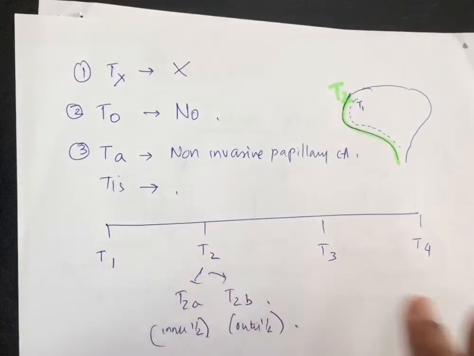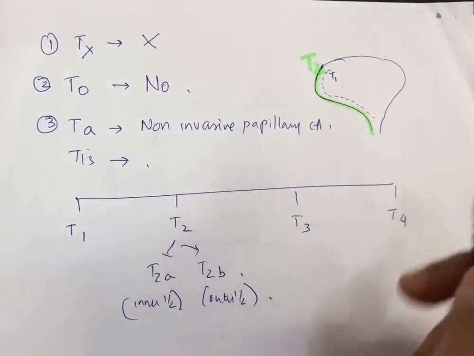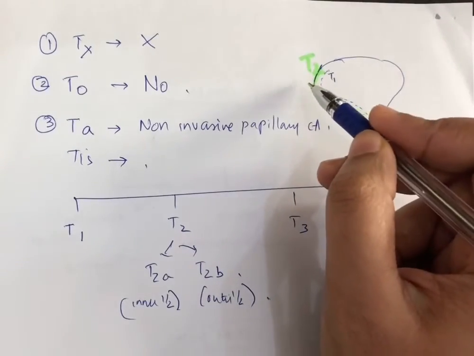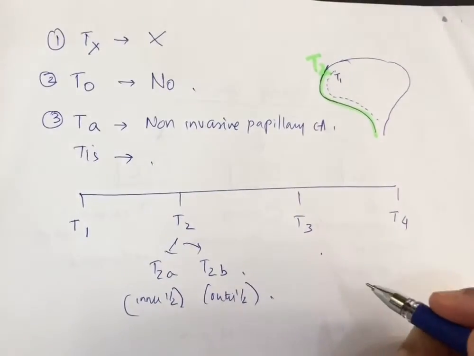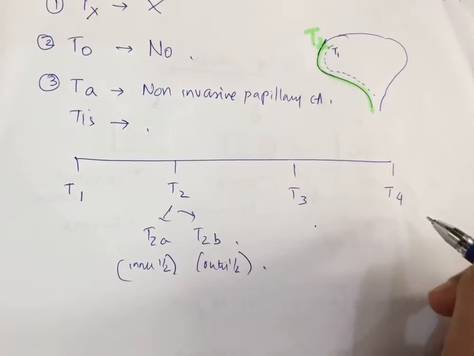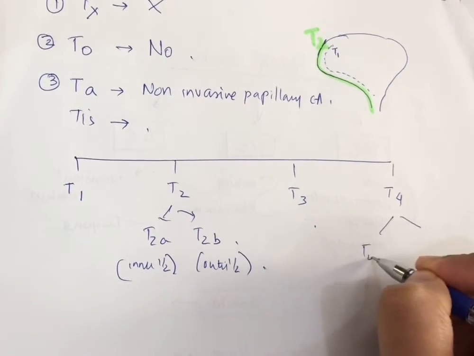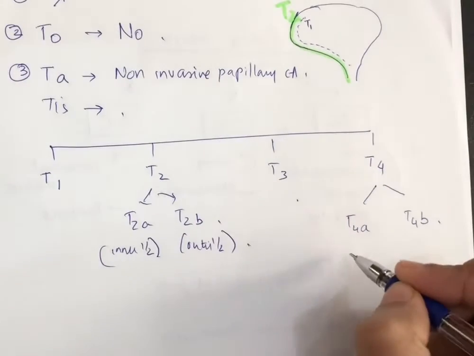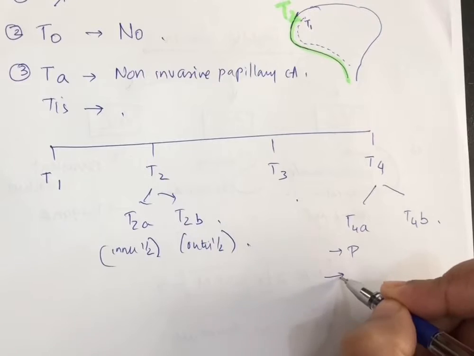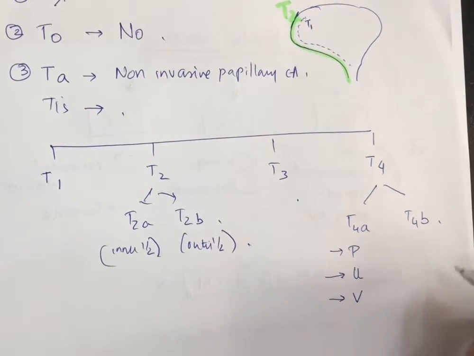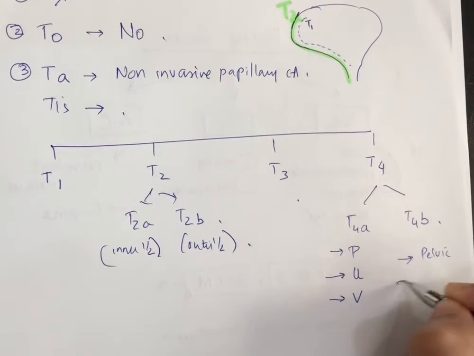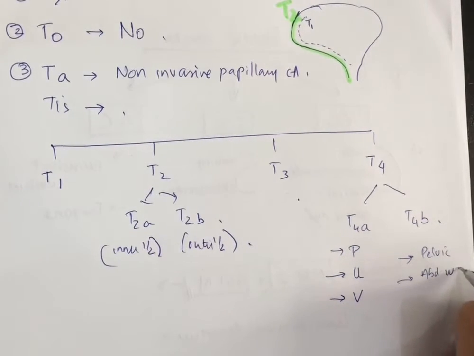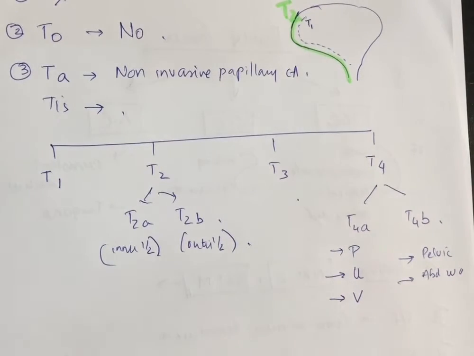Then T3. T3 is if it involves the perivesical tissue. Then T4. T4 also has T4A and T4B. What is T4A? T4A is if it involves the prostate, uterus, or vagina. T4B is if it involves the pelvic or abdominal wall. So this was about the TNM staging.